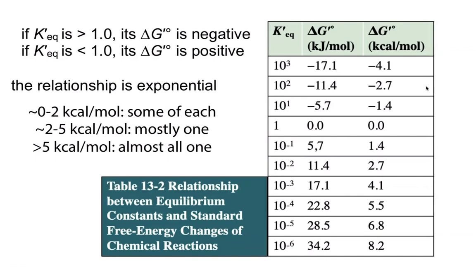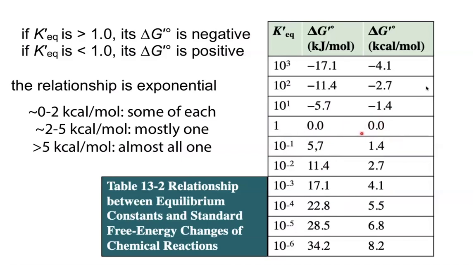And well, if KEQ is less than 1, basically that's saying that we have more reactants than products at equilibrium. So our reaction is unfavorable in the forward direction, and so our delta G naught is positive. And in fact, by putting these numbers, we can see that this relationship is actually exponential. So for a small change in the delta G, you get a big change in your KEQ.